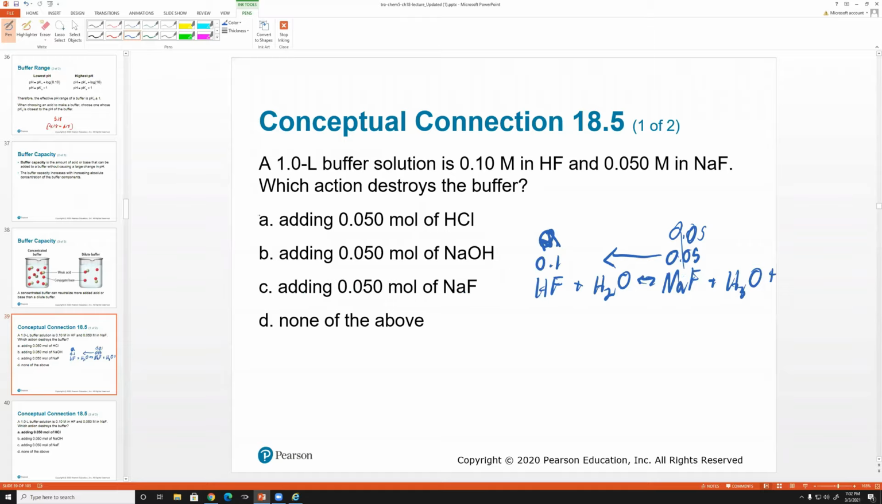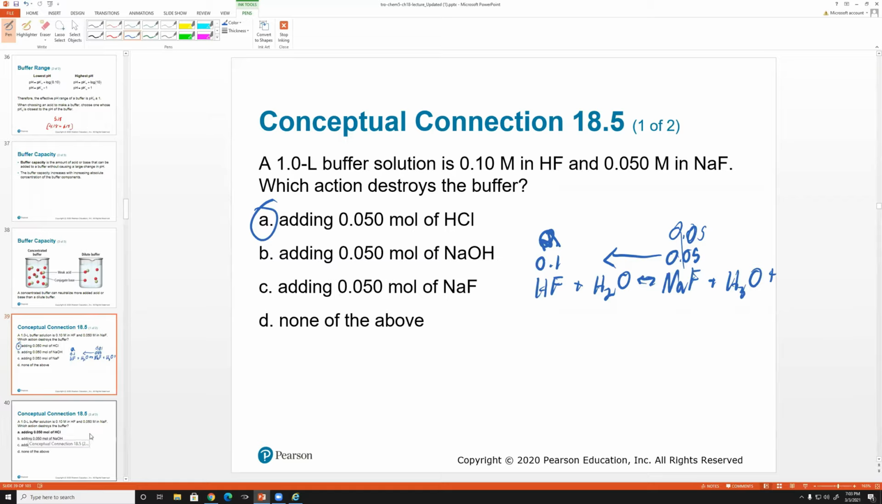So what destroys the buffer? A, because it depletes the conjugate base, NaF, and its ability to neutralize any more acid, because that's the maximum that it can neutralize based on molar amount. Any questions on that?